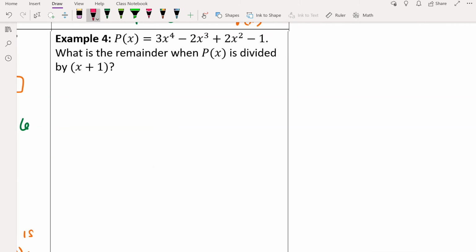P of x equals this polynomial. What is the remainder when P of x is divided by x plus 1? And I'm going to give you a hint. Don't use division. Because we just learned the remainder theorem for a reason. So what is the remainder when P of x is divided by x plus 1? Think about how you could figure out that remainder. Go.